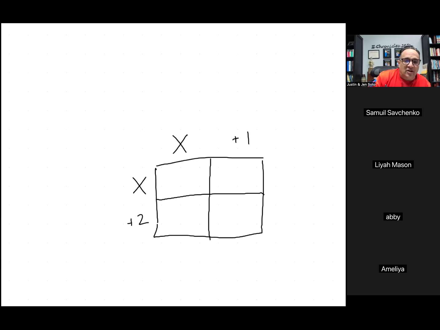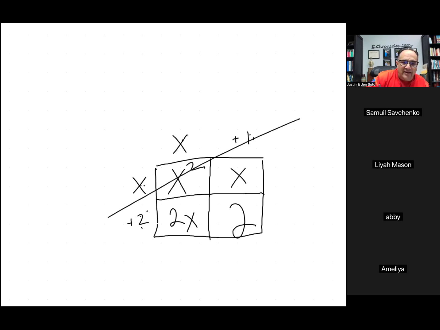X times x is x squared. So I multiply this by this and put it in this box. Now I multiply this by this and put it in this box. X times 2 is 2x. This x times this 1 is x. And then the 1 times the 2 is 2. Then we just cross add.